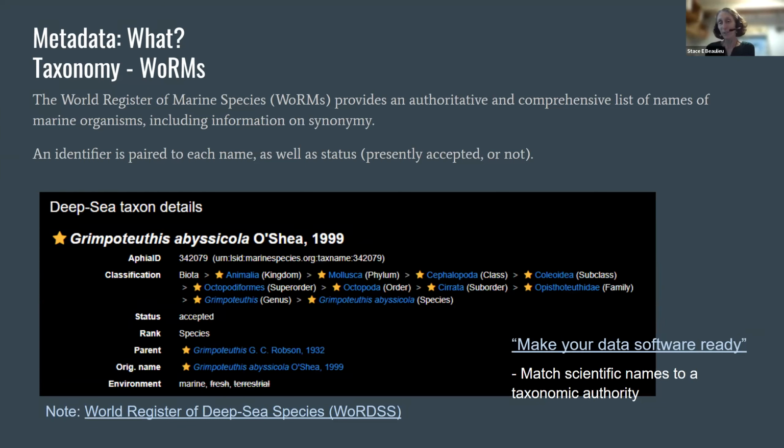Identifiers for taxa, if you're looking at species in your data set, if you're doing biodiversity, one taxonomic reference database that is well used in our community is the World Register of Marine Species, WoRMS. And I show here an example from the World Register of Deep Sea Species, or WoRDSS. Again, this concept of matching to a taxonomic authority is one of the ESIP go-to points. And I should have already demonstrated this in the live session one.